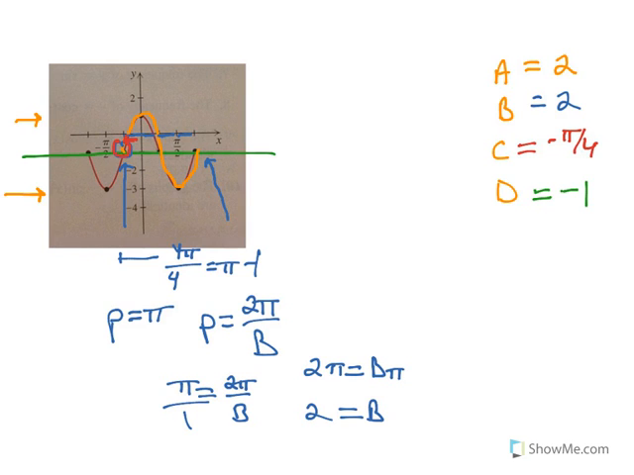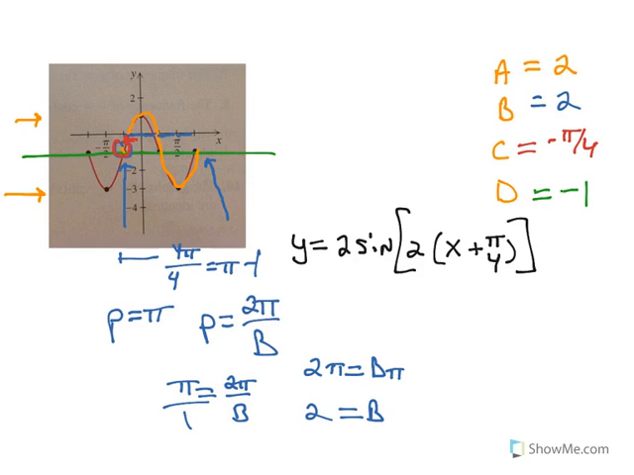And then we can go ahead and put it into the general form. So we're going to get y equals 2 sine. The b value is 2. x minus the c value, so x minus minus makes it plus, and then a d value of minus 1.